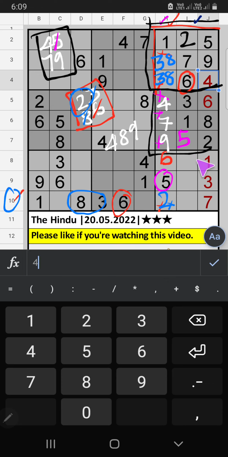Column I, 3 numbers are remaining: 4, 8, 9. It will come in one of the cells. We will confirm later.